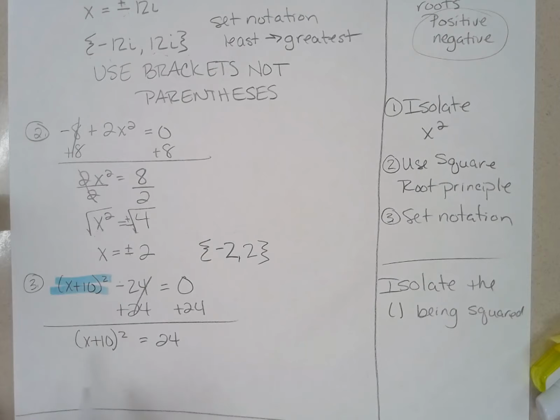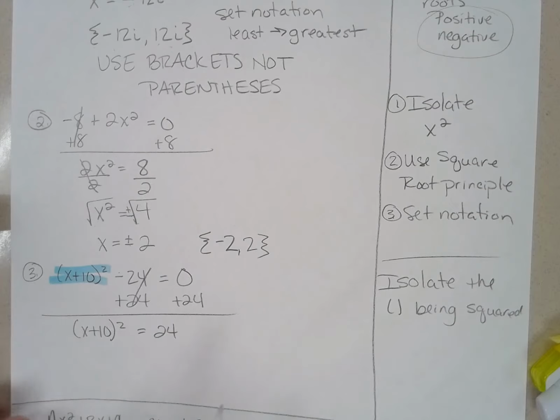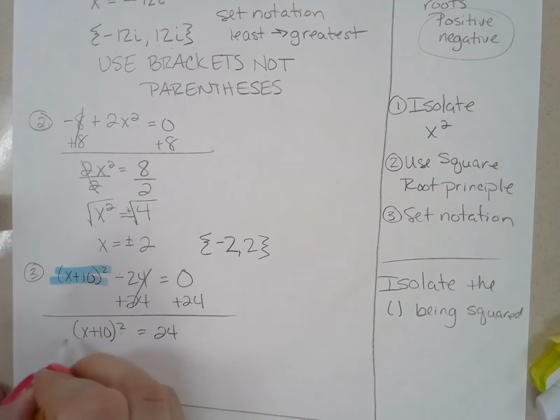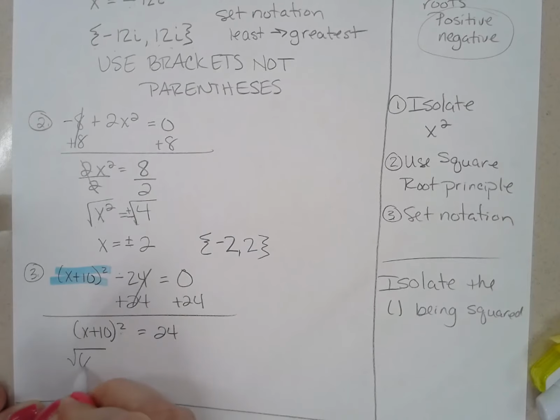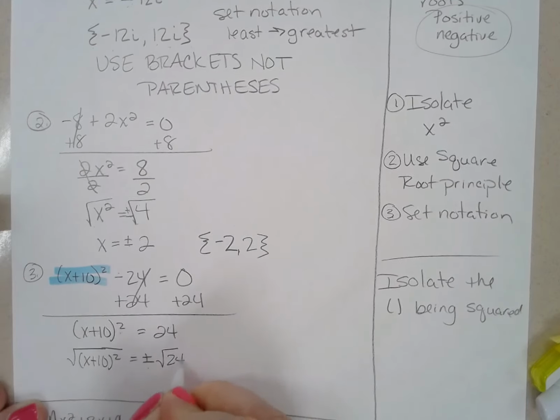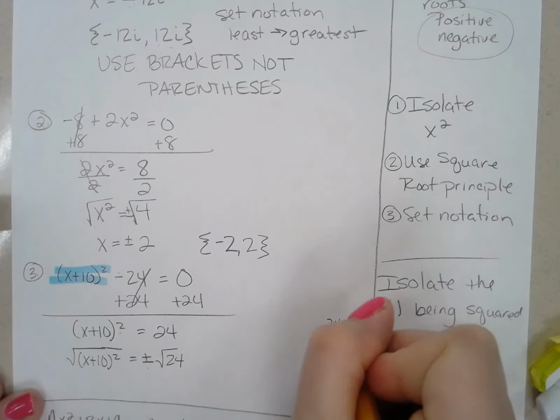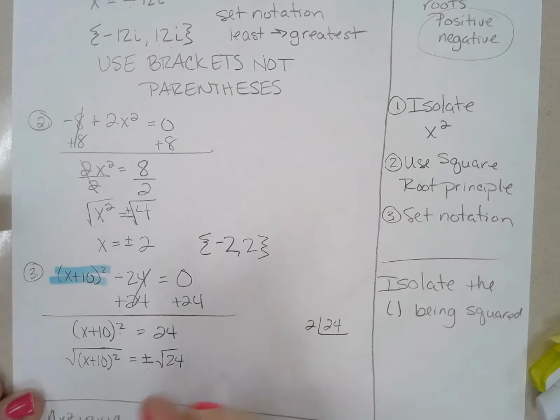Now, when you're doing order of operations, you get rid of parentheses and then you get rid of exponents. Well, when we solve an equation, we're doing it backwards. So we need to get rid of the exponent and then worry about the parentheses. So let's get rid of this exponent now. We're going to do that by taking the square root of x plus 10 squared and use the square root principle, so put your plus and minus sign, the square root of 24. So I'm going to come over here and do the square root of 24 because it's not a perfect square.